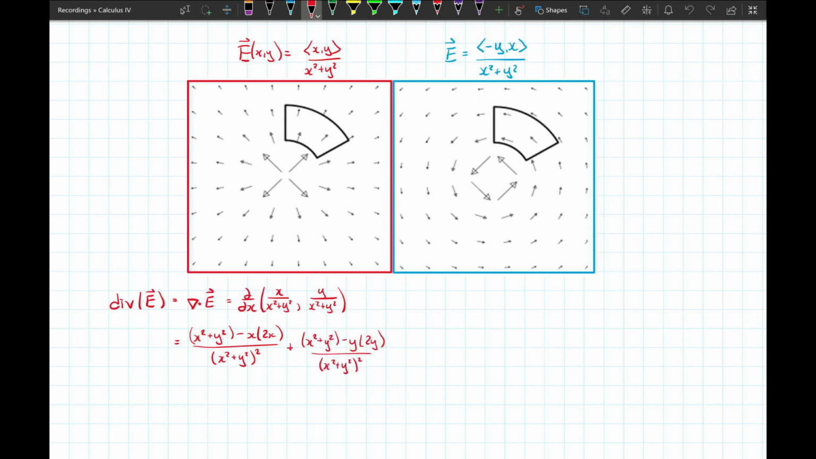Combining this over a common denominator and adding like terms, we can actually see that the divergence of this field is equal to 0. Now that is super counterintuitive because it definitely appears that all of these velocity vectors of the fluid are pointing outward from the origin. But here you can see this little region highlighted here. Imagine that we're looking at this volume and we're looking at the mass flowing in and flowing out.